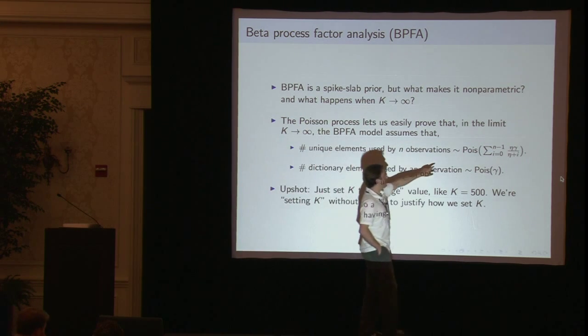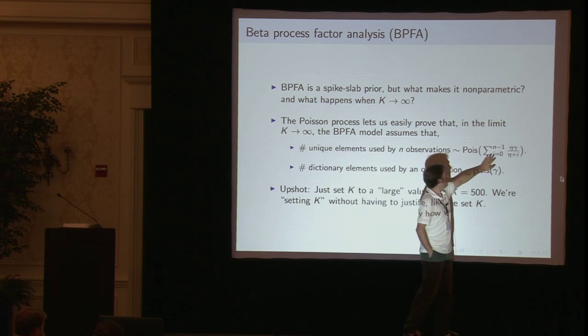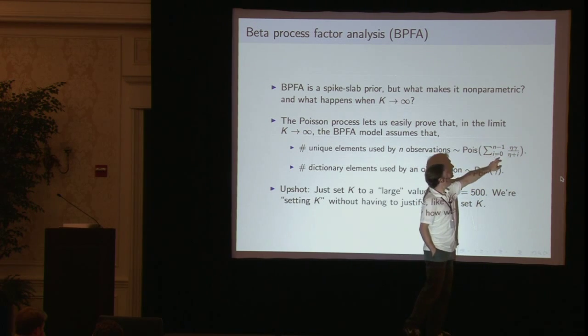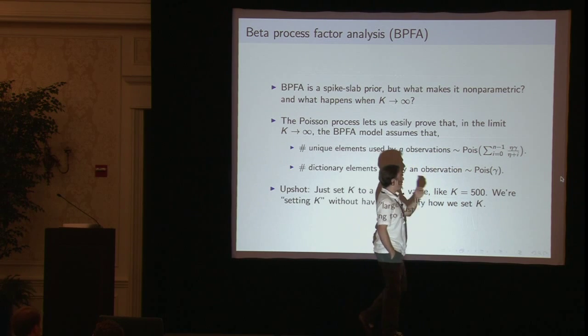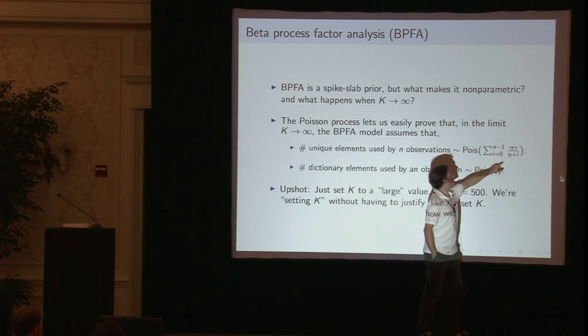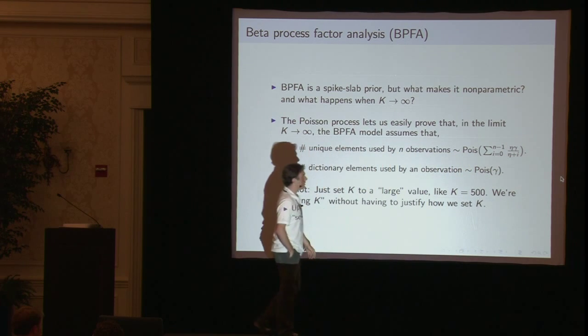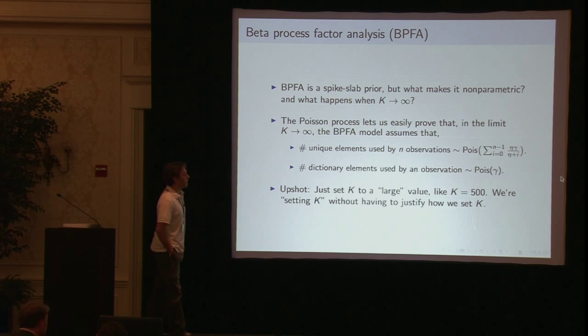And that is Poisson distributed with this parameter. These are just two non-negative eta and gamma parameters, hyperparameters. You have to set their non-negative numbers. And so you can say that it's Poisson distributed with, and in expectation, it grows kind of like gamma log n. So the number of dictionary elements grows like the log of the number of data points that we have.